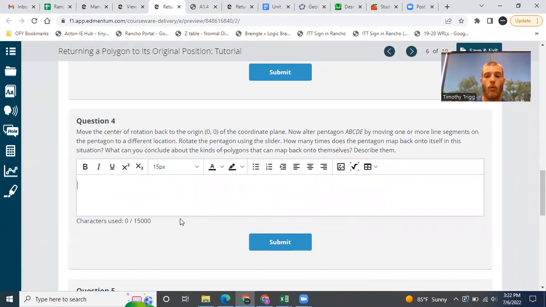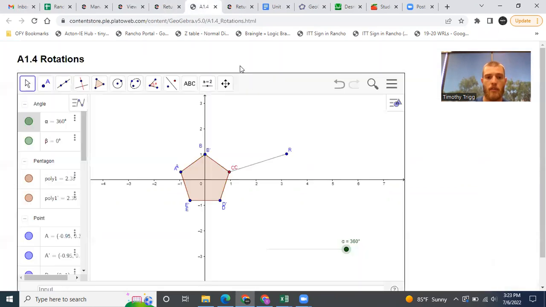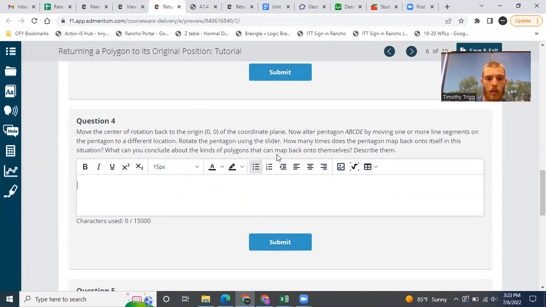Okay, question 4. Move the center of rotation back to the origin, 0, 0 on the coordinate plane. So we're going to move the center of rotation back to there. Okay, great. Now, after pentagon ABCDE, by moving one or more line segments on the pentagon to a different location, rotate the pentagon using the slider. How many times does the pentagon map back onto itself in this situation?